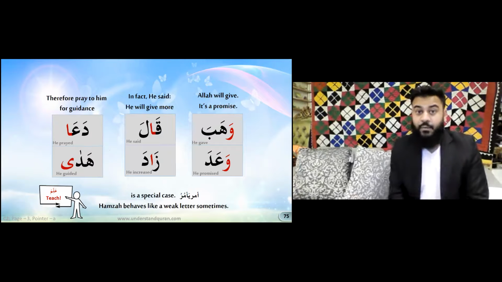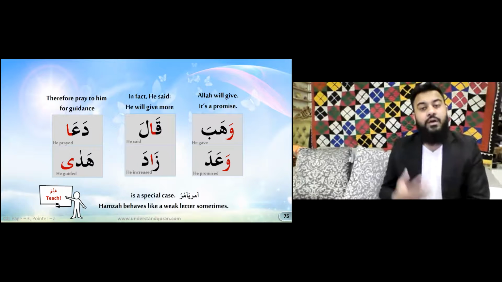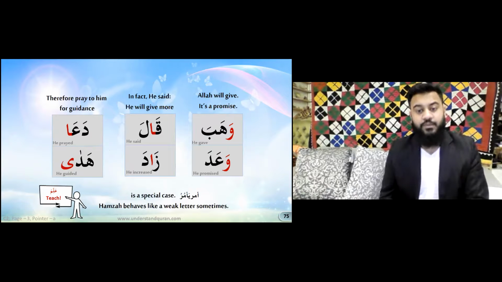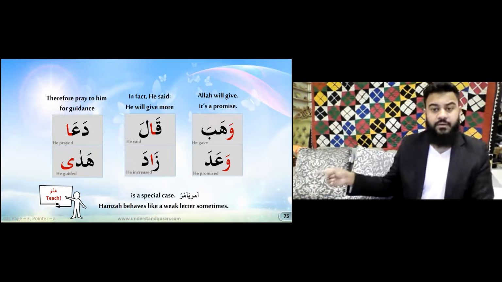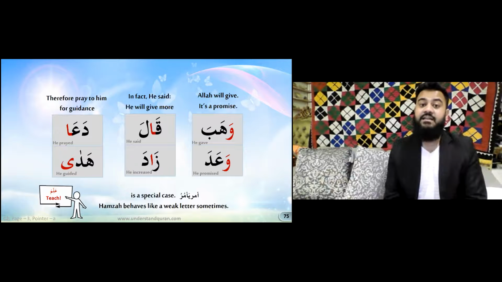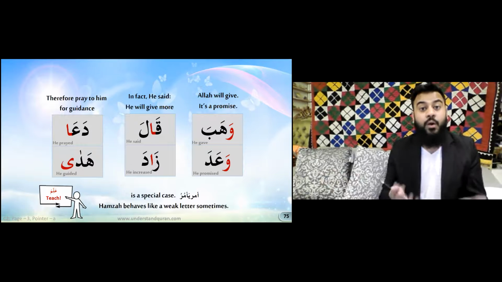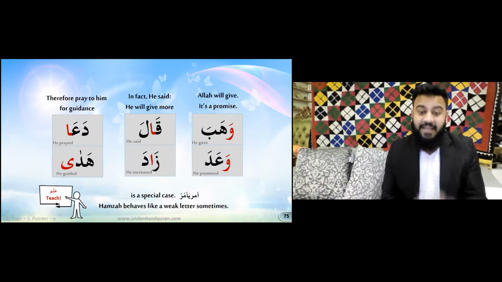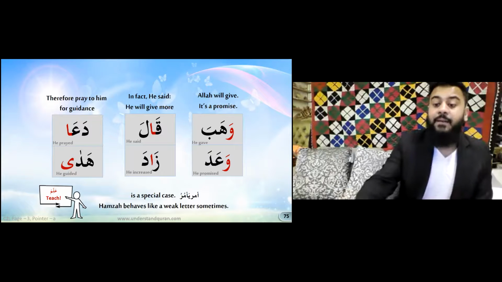So this part we will definitely go over again with Nasir Bhai's help. This is just a reminder, the mnemonic of how to remember the weak letters, weak verbs, sorry. So I will say the English, and with Nasir Bhai's help, repeat the Arabic. So Allah will give. Wahaba. It's a promise. Wa'ada. In fact, he said. Qala. He will give more. Zada. Therefore, pray to him. Da'a. For guidance. Hada. Alhamdulillah. So you see at the bottom, Amara was a special form. We've already done this before, earlier today.